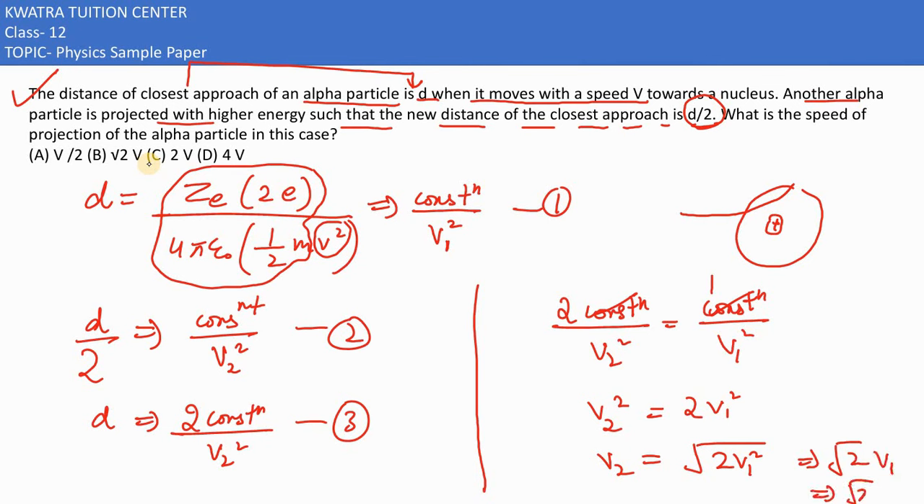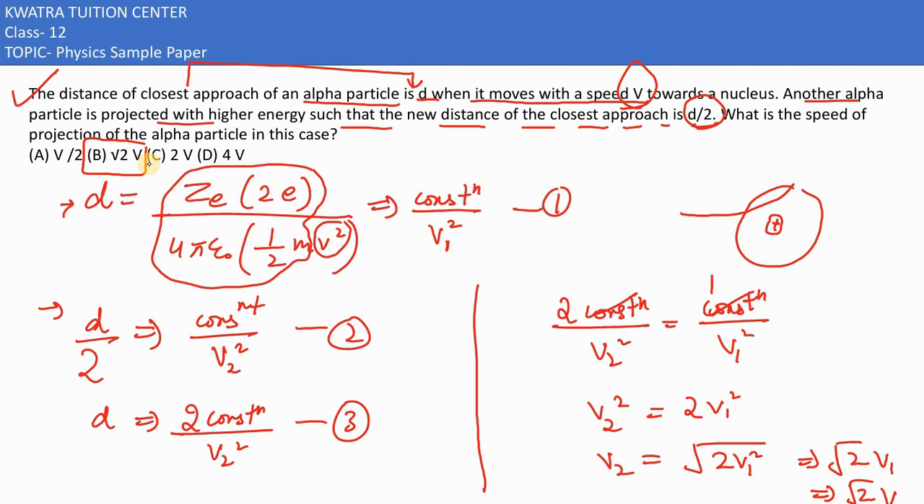And we can understand v1 is nothing but v. In the initial stage, it was moving with speed v. So I can understand that my option b would be correct here. And I compared it because my left side was equal to the left side.